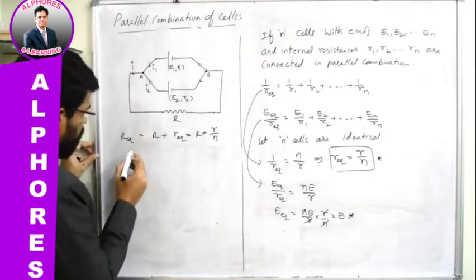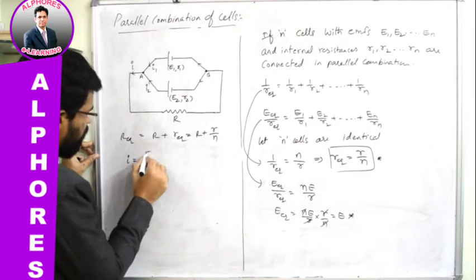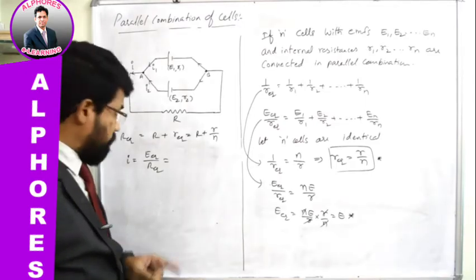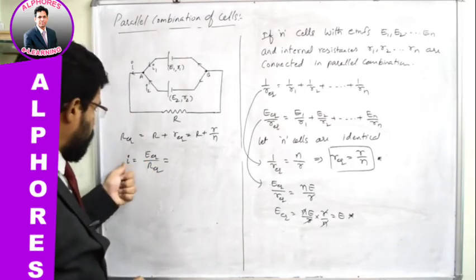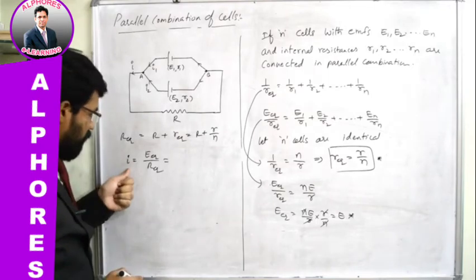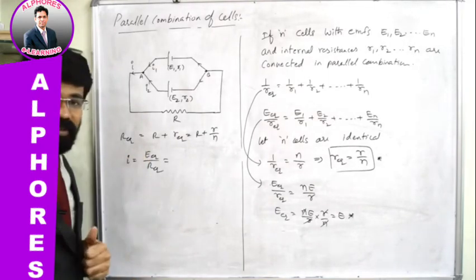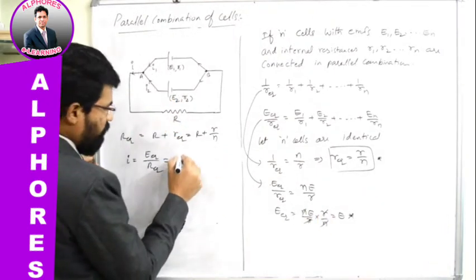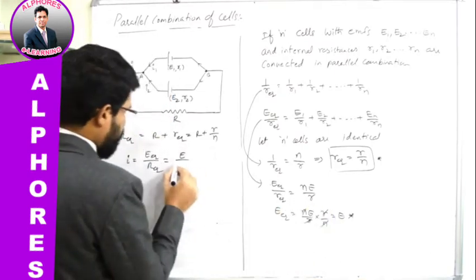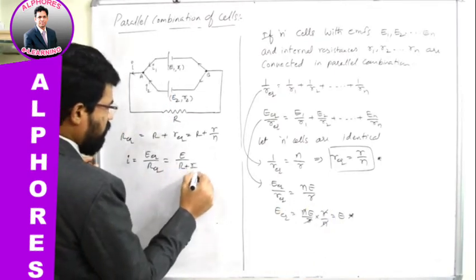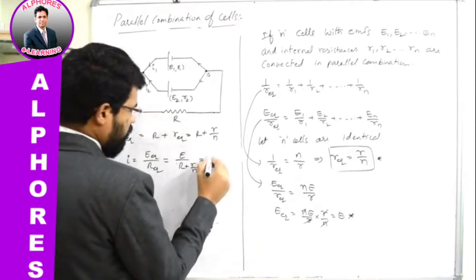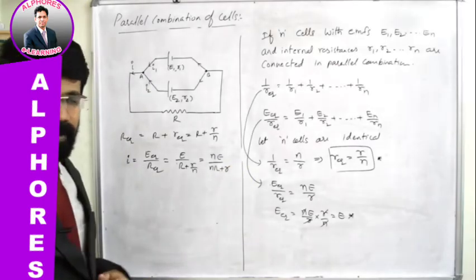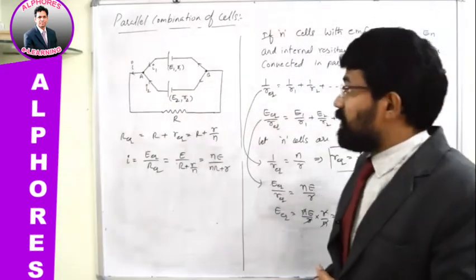If R equivalent is known to you, you can write the expression for I. I is equal to what? E equivalent by R equivalent. Total EMF divided by total resistance. It's like Ohm's law form. Potential is equal to I into R. Okay, so total current in the circuit is equal to total EMF by total resistance offered by the circuit. E equivalent, just now we came to know how much that is in the identical cells combination. E equivalent is equal to E, divided by R equivalent, which is R plus R by N, or you can write it like this as well, NE by NR plus R. Okay, so these are a few conclusions from parallel combination of cells.